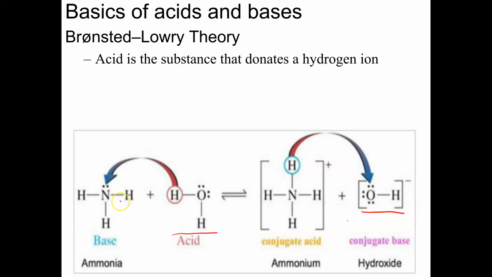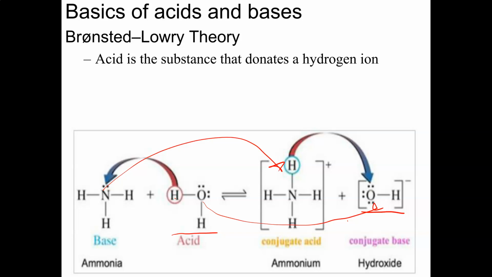On the other side, whatever your base changes into after getting this hydrogen is called your conjugate acid. So this goes into this, which makes it the conjugate acid. Ammonium is the conjugate acid, and then the acid switches into the conjugate base, which is hydroxide. So the thing the acid changes into on the product side is considered your conjugate base, and whatever your base changes into is considered your conjugate acid. That's the way the theory works.